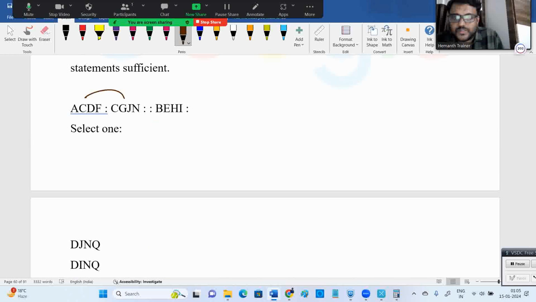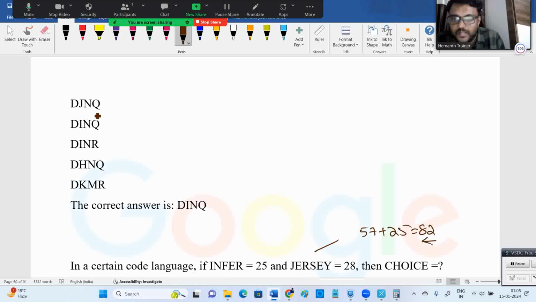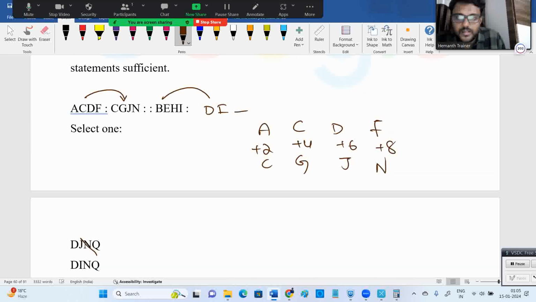Here this is analogy. First one, what logic they apply, same. So first letter A they given us C means plus 2, C they given us G means plus 4, D they given us J means plus 6, F they given us N means plus 8. So plus 2 means D, plus 4, 5 plus 4, 9 means I, starting with DI required. How many options we have? Starting with DI, 2 options. This is all wrong. So see the last letter. Okay, last letter should be plus 8. 9 plus 8, 17. We want Q. DI, ending with Q.